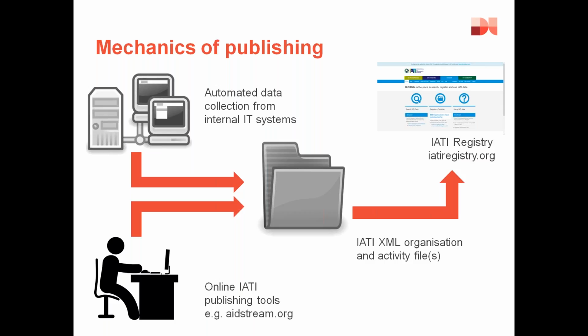In terms of how that information is produced, there are two main routes. Some, mostly larger, publishers will tend to write or produce their own applications that pull the required data from their internal IT systems and format the organisation and activity files as required, and effectively make them available to the wider public domain.